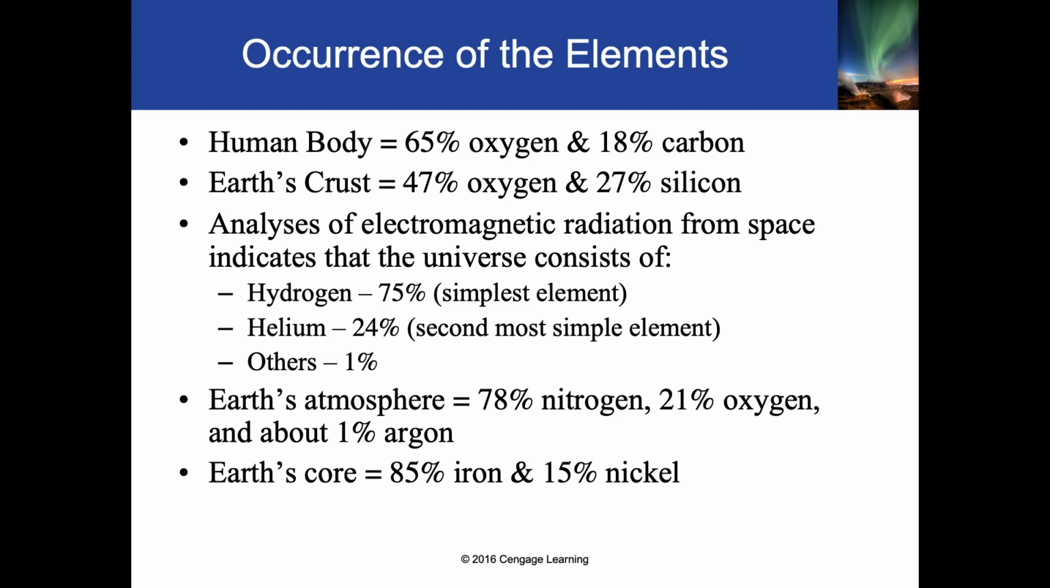So Earth's atmosphere here is 78% nitrogen, 21% oxygen, and about 1% argon. I think I told you guys this before, but back in the day, there used to be a whole lot more oxygen in the atmosphere. This was during the Carboniferous period, where we had these really big insects, like huge dragonflies.